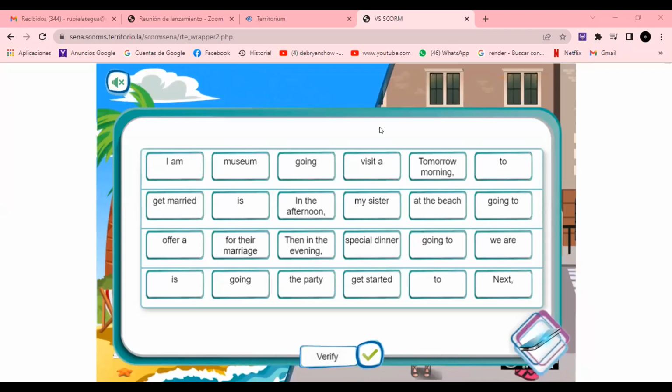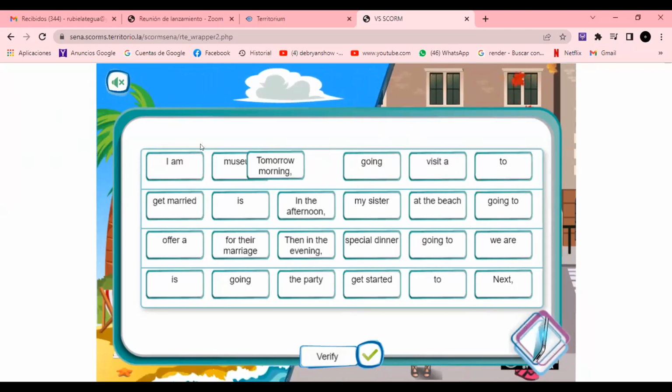Okay, so what I was saying is that you need to organize the words in appropriate order. So for example, you can choose one, choose tomorrow morning. Selecciona tomorrow morning.